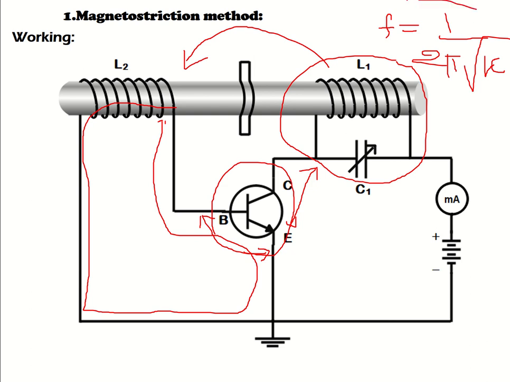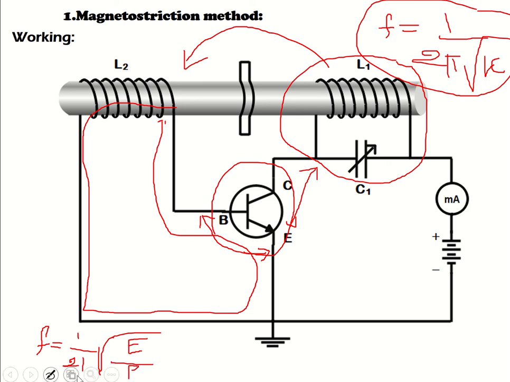That frequency is not a resonance frequency, but that frequency can be given as f = (1/2L)√(E/ρ), where L is the length of the ferromagnetic rod, E is the Young's modulus of this ferromagnetic rod, and ρ is the density of the ferromagnetic rod. So the rod will oscillate with this particular frequency.